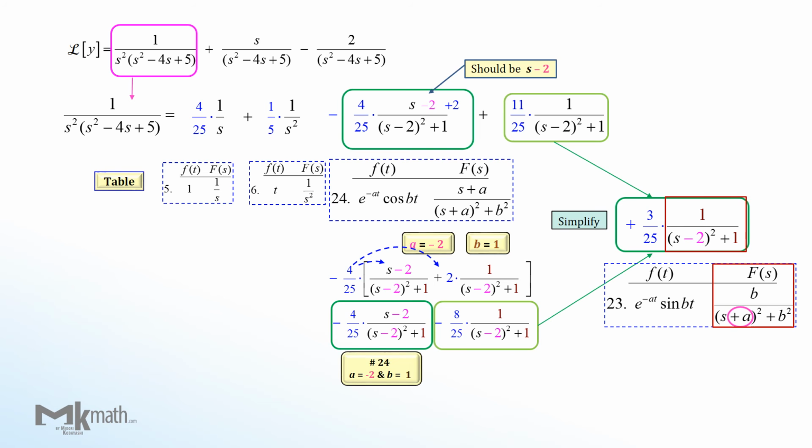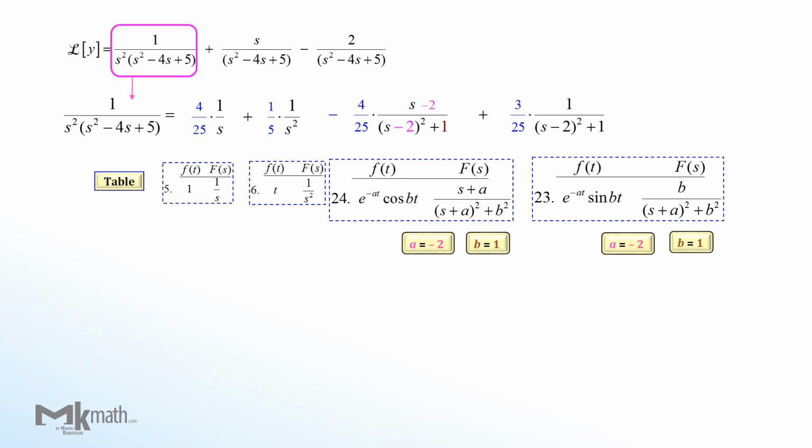A in the table matches negative 2 in the question, so a should be negative 2. B squared in the table matches plus 1 in the question, so b should be 1 for the two positions. Please keep in mind that we just finished the first part of 3 parts of the Laplace transforms. Let's organize the results so far.